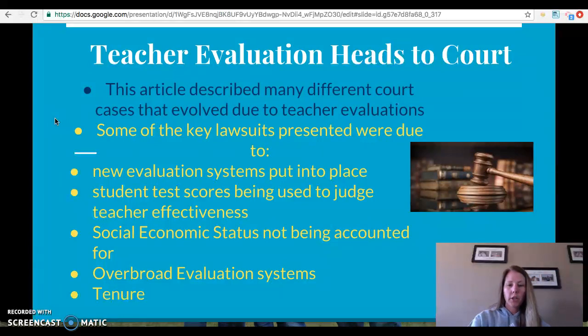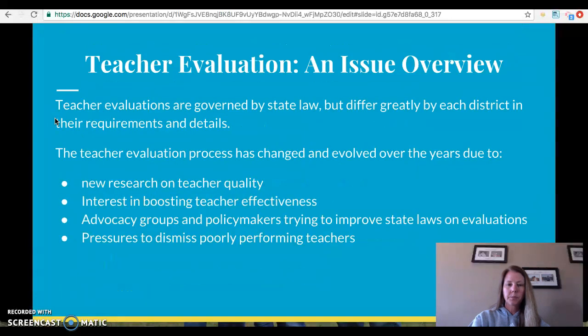An overbroad evaluation system, so it wasn't very specific, and there were some legal issues that happened because of that. And then some teachers that were still in tenure, but might have had some bad evaluations, so districts were looking at ways to dismiss them, but it was harder because of their tenure.